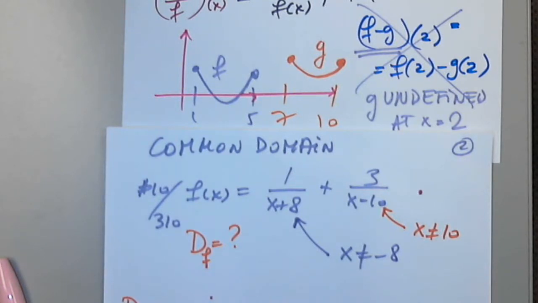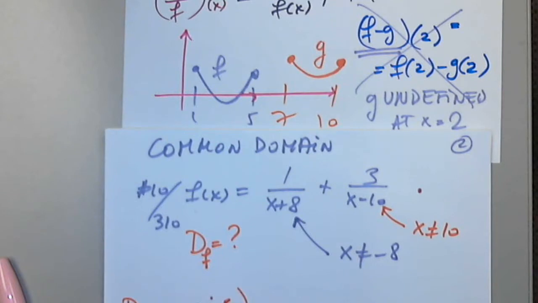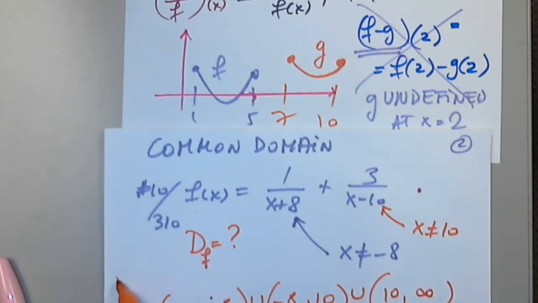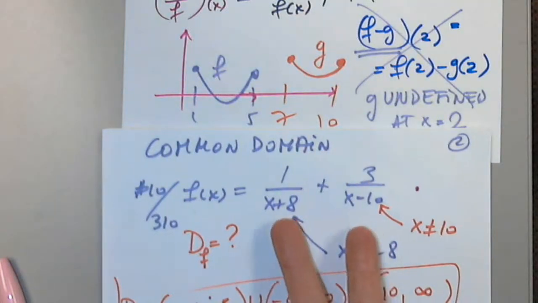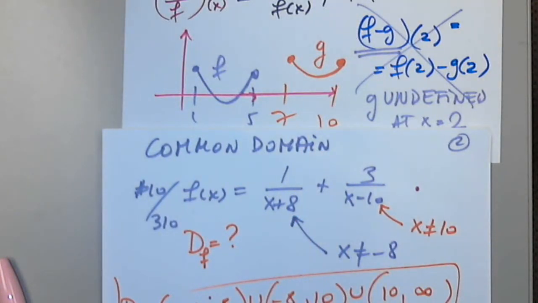Negative 8 and 10. In plain English, anything but negative 8 and 10. And that's guaranteed that both functions exist at the same time. Is that clear? Okay, awesome. Thank you.